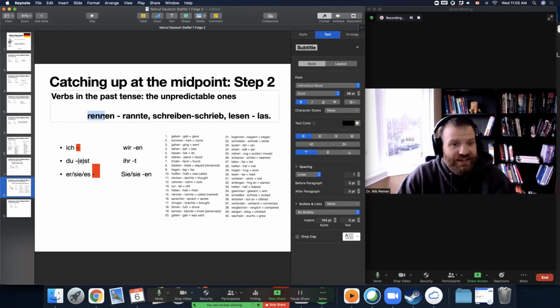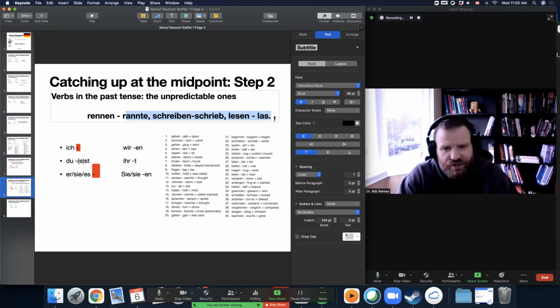So it won't be rente. You have to say rannte. It's not schreibte, ich schreibte. I wrote, writed, right? I wrote. Lesen: it's not ich leste, ich las. So you can't predict which verbs will follow this pattern.